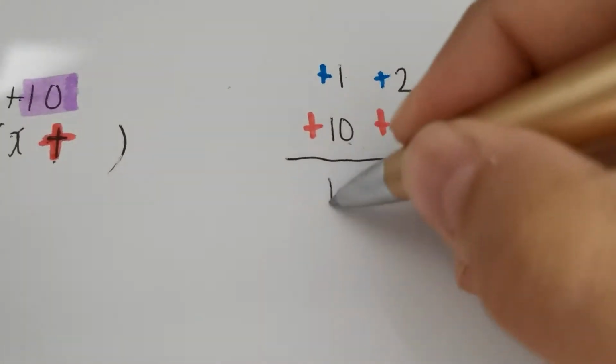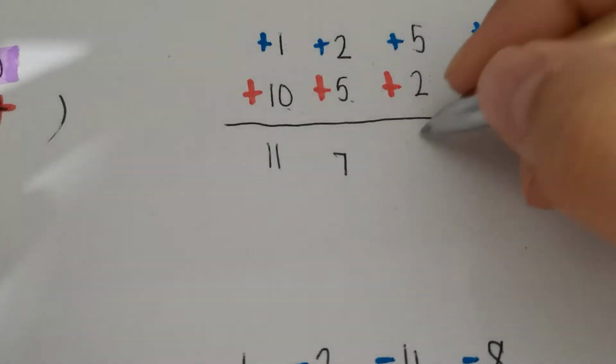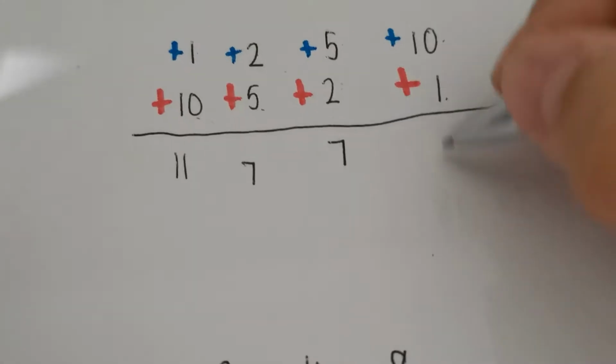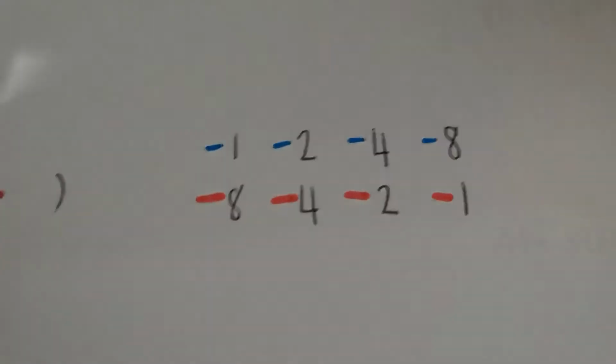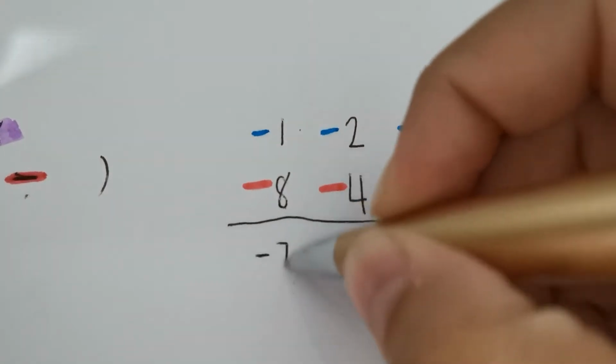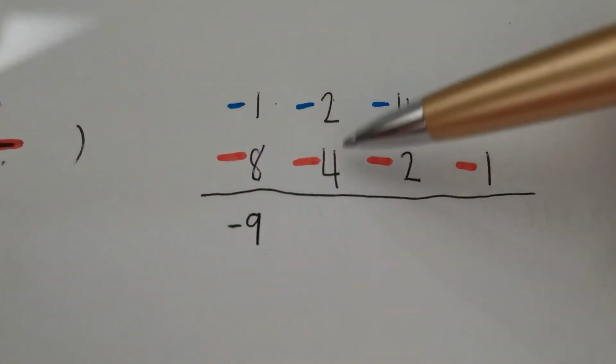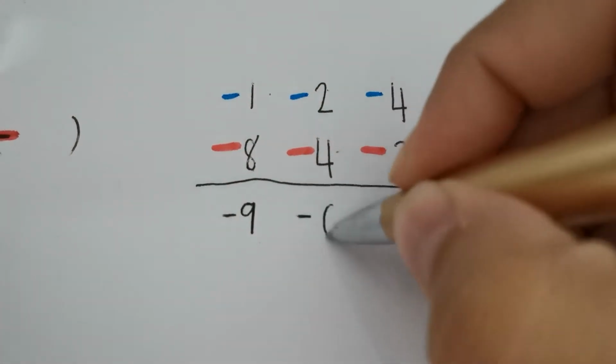1 plus 10, 11. 2 plus 5, 7. 5 plus 2, 7, 10 plus 1, 11. Okay, adding skills over here. Minus 1, minus 8, minus 7. No, minus 9. There we go. Minus 2, minus 4, minus 6.